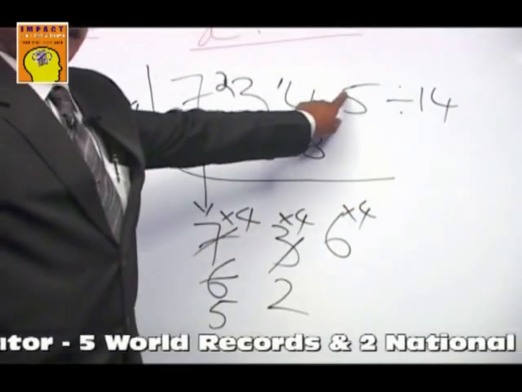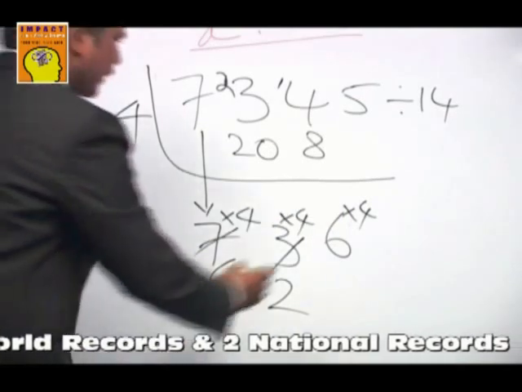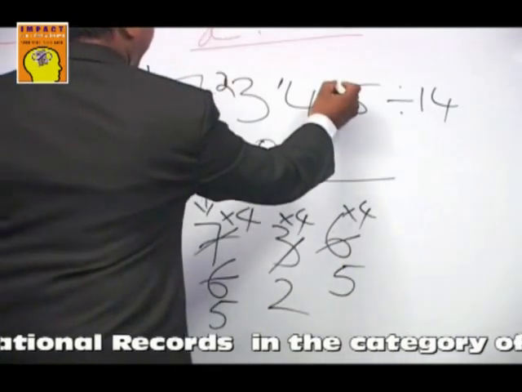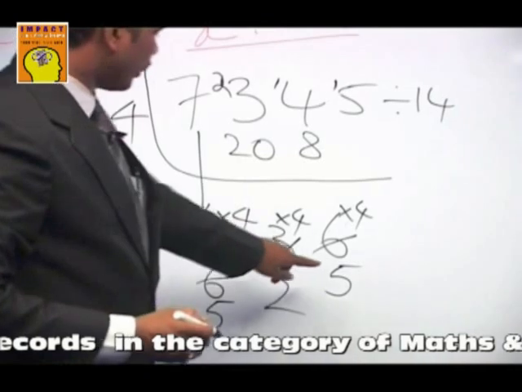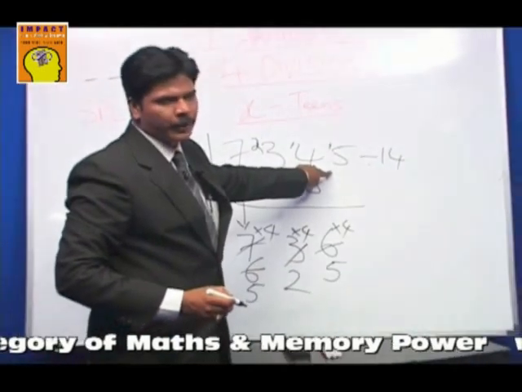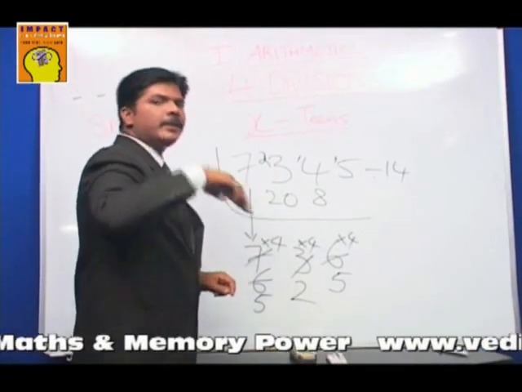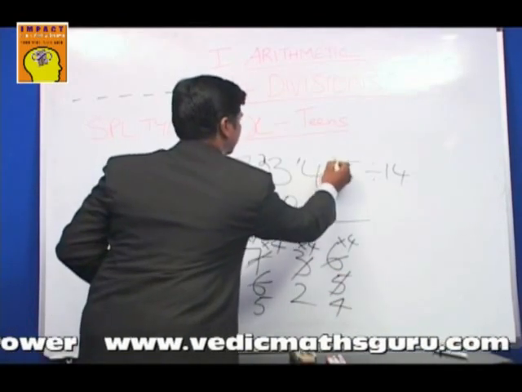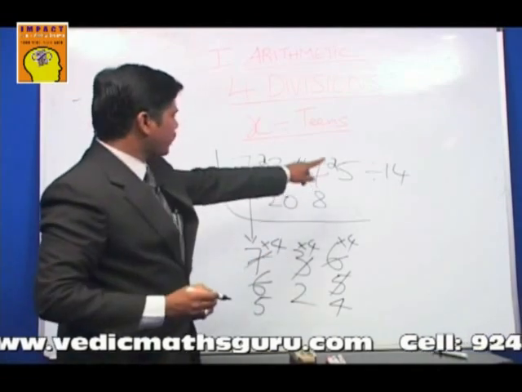Next number is 5. From 5 you can't subtract 24. In that case, reduce it further. Make it one number less. Increase the next number by 10. Okay, now check out. 5 times 4, 20. From 15 can I subtract 20? No, that's not possible. In that case, reduce it further. So 5 becomes 4 and there 5 becomes 25.